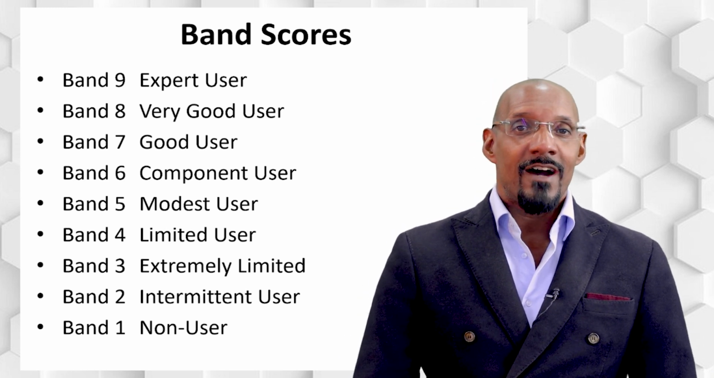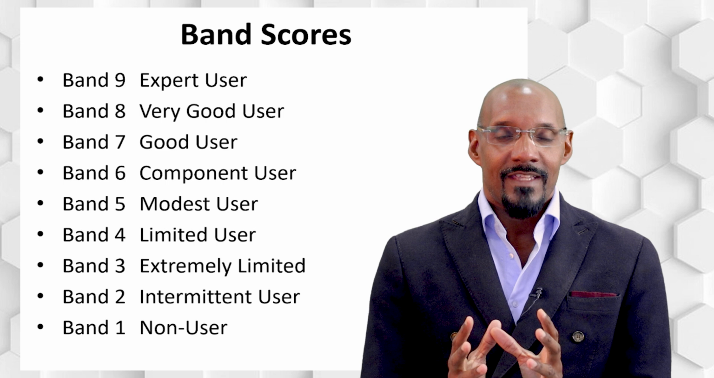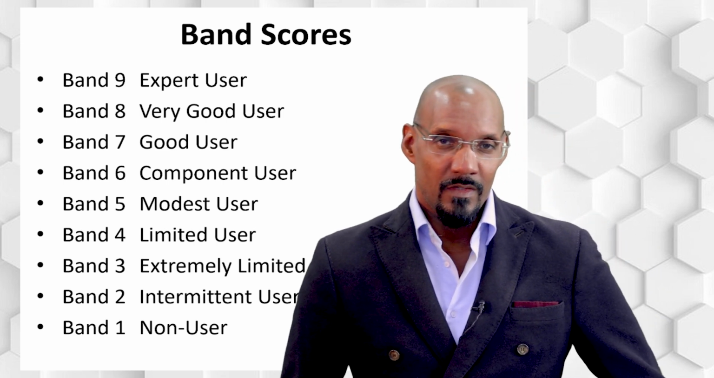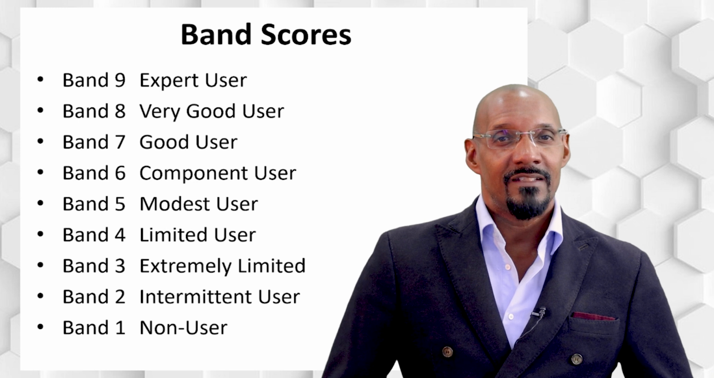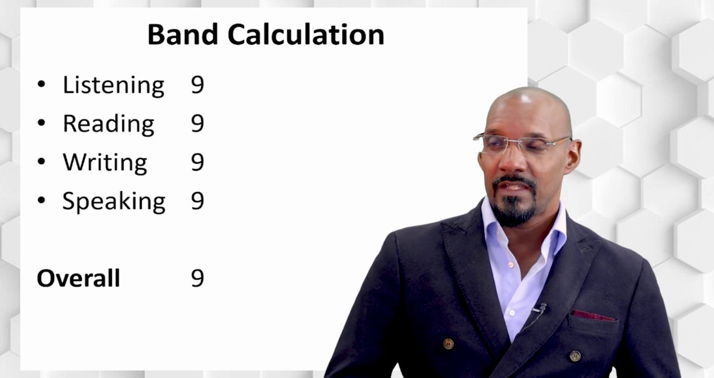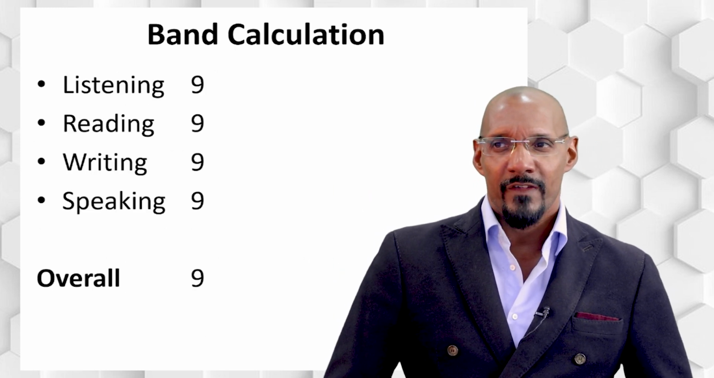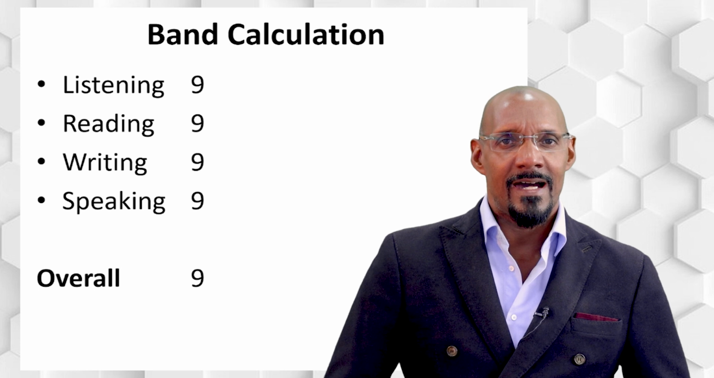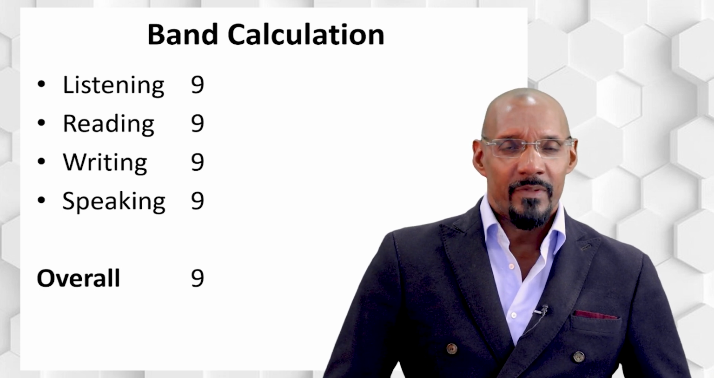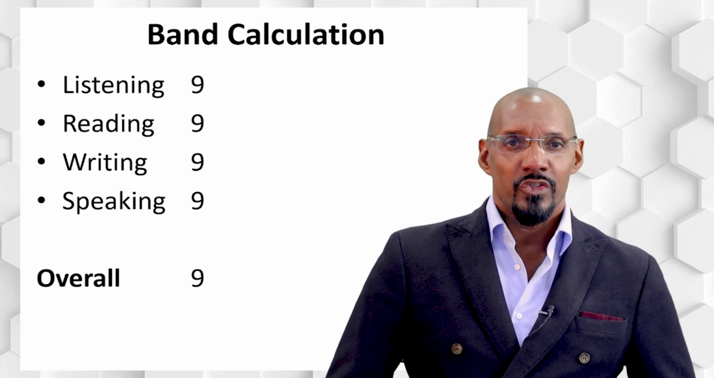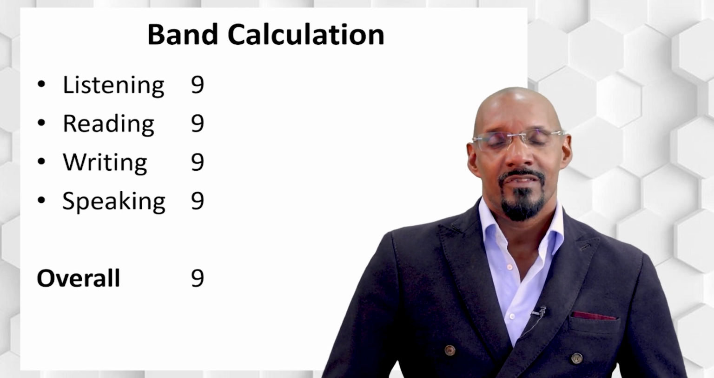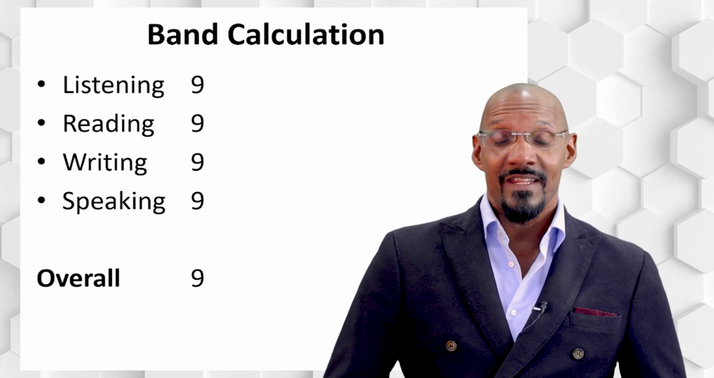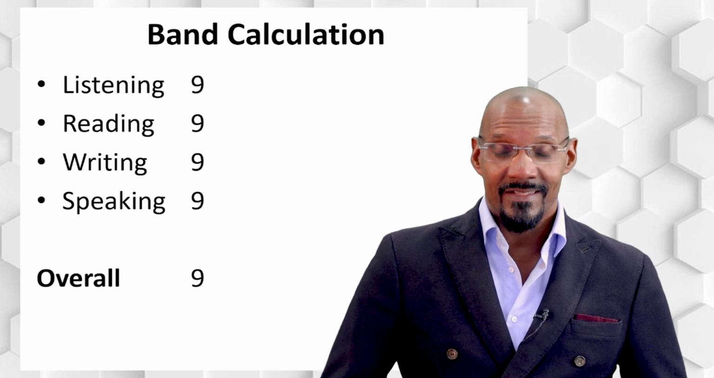Okay? Now, how is that calculated and how do you get your score? So, we have 4 categories, right? Listening, reading, writing, and speaking. As you can see on the screen here, we've got 4 scores of 9. What happens is you get your score in each category. There's an overall number, and then it's divided by 4. And that's how you get your score.